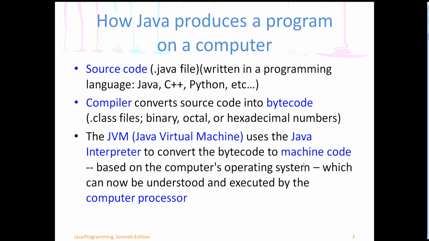Now when it has machine code, then that can be understood and executed by the computer processor. So the processor reads that, and then it displays or does things on the computer that are based on the instructions shown in the machine code. Alright, so source code ends up becoming machine code that the computer can actually process.